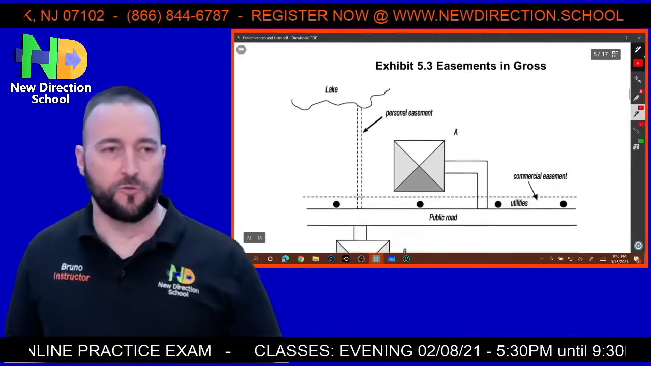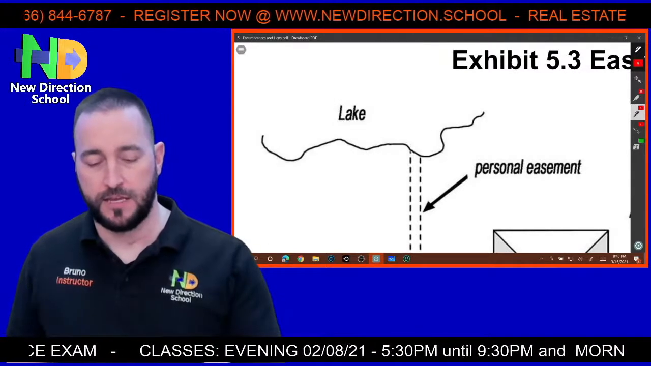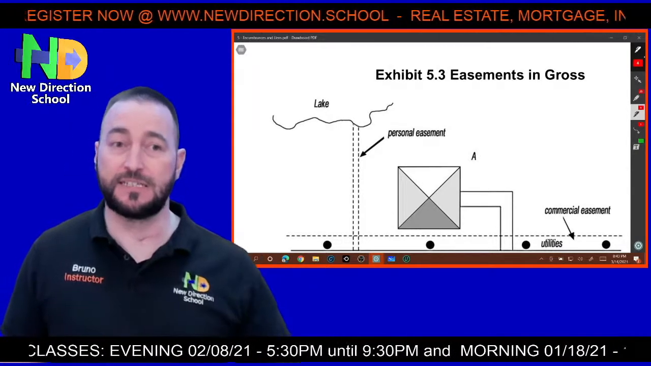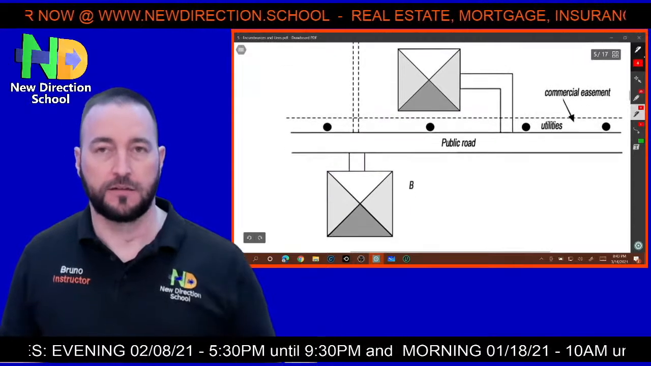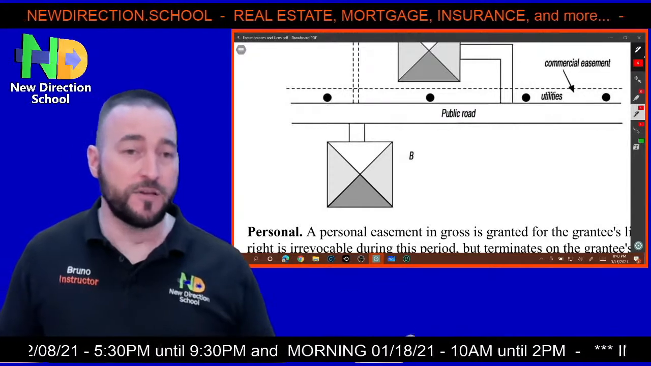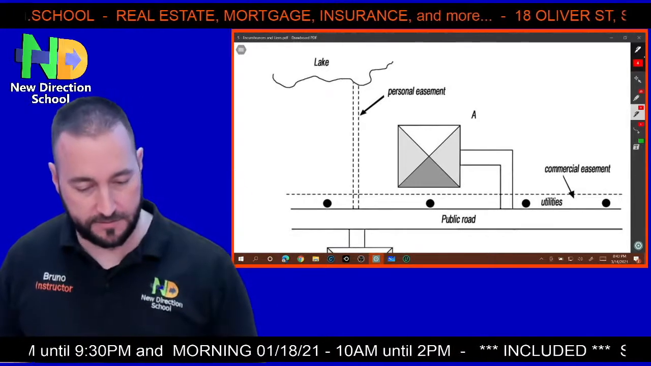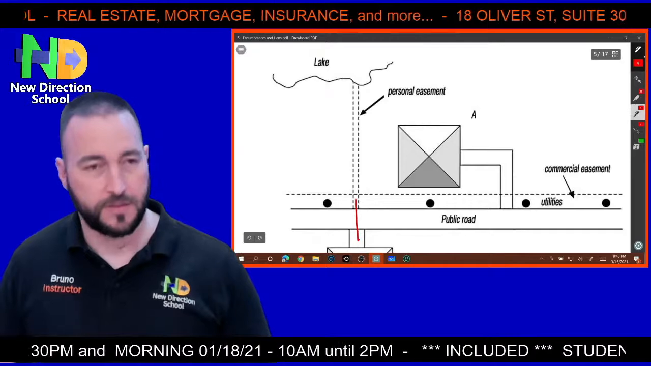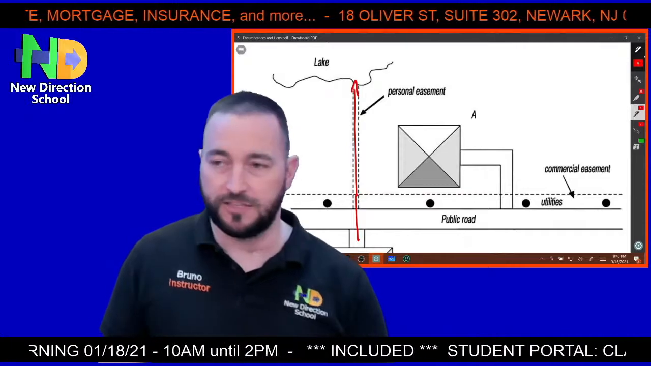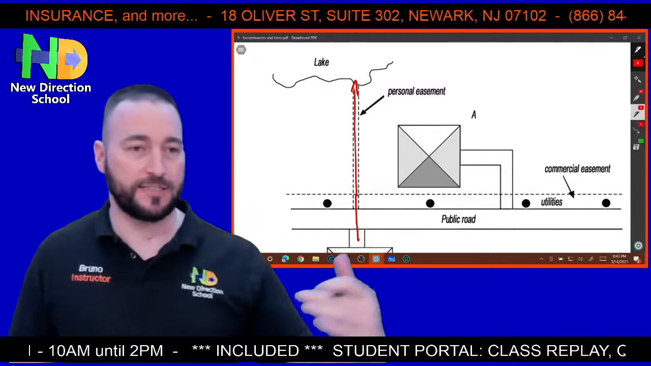So here you go. Remember the lake? Boom. Lake. Now, an easement in gross, remember, is detached. If you look at it, lot B is not attached or connected in any way with lot A, right? But for me to get to the lake, I need to cross the public road, and I need to go through lot A's property to take advantage of that lake. That's a personal easement in gross. So I have the right to use your property. It's not attached. It's a personal easement in gross.